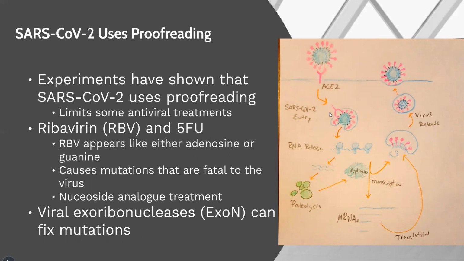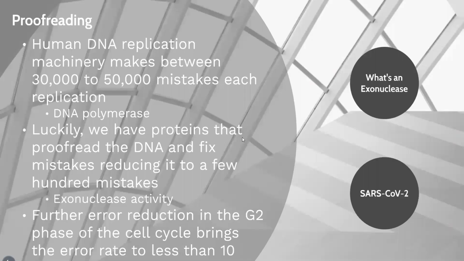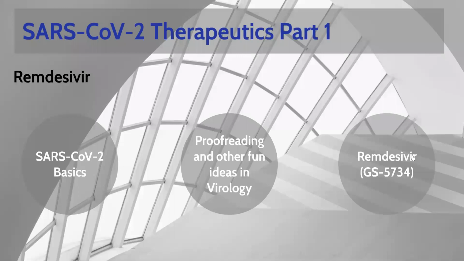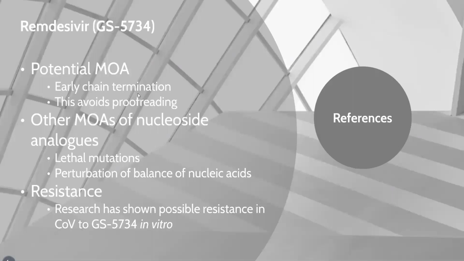So when we look at the picture again, we have transcription going on in all these locations, and there are these exoribonucleases that are fixing mistakes. So if we get mutations, the SARS coronavirus 2 is going to fix those, and these treatments are not going to be as effective. Now, if we look at remdesivir, it is in the same class as these nucleoside analogs. However, it seems to work better than some of the other ones, and the question is why.